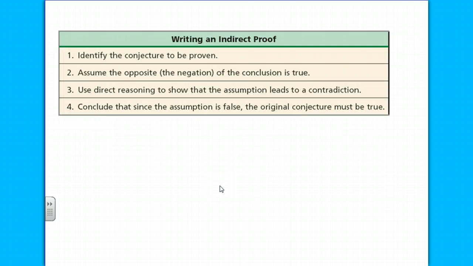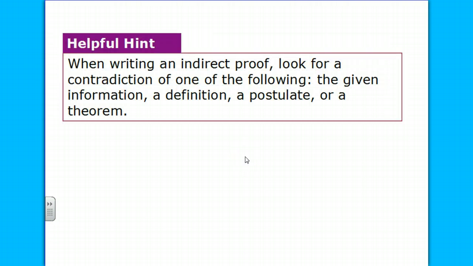So when we write an indirect proof, we follow these steps. Identify the conjecture to be proven. Assume the opposite, the negation of the conclusion, is true. And then we use direct reasoning to show that the assumption leads to a contradiction. Conclude that since the assumption is false, the original conjecture must be true. Here's a hint. When writing an indirect proof, look for a contradiction in one of the following: the given information, a definition, a postulate, or a theorem.